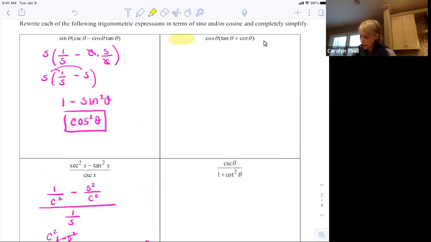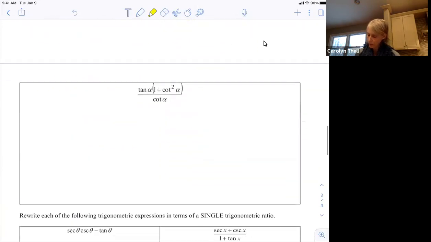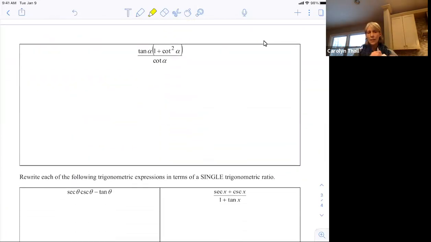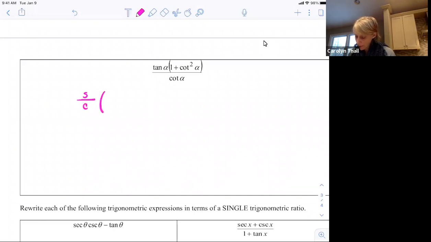All right, let's go down the left side of the page and we'll leave the right side for homework. Now this middle guy here is getting a little more complicated. So let's see what's going on. I'm going to start by rewriting every trig function in terms of sine and cosine. Sine, now this is just an alpha, I'm just going to ignore it for a minute. Sine over cosine times 1 plus cotan squared is going to be cosine squared over sine squared.